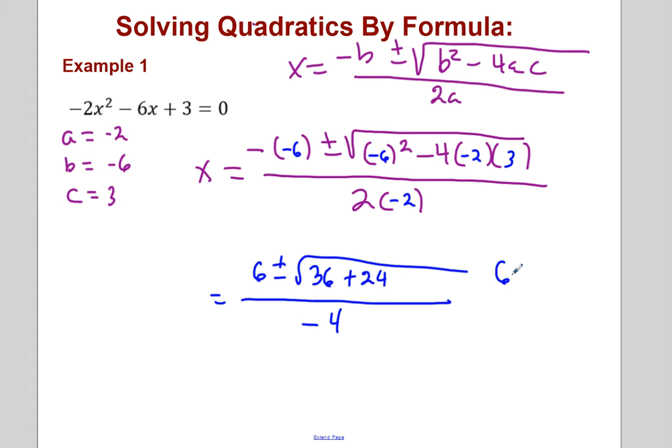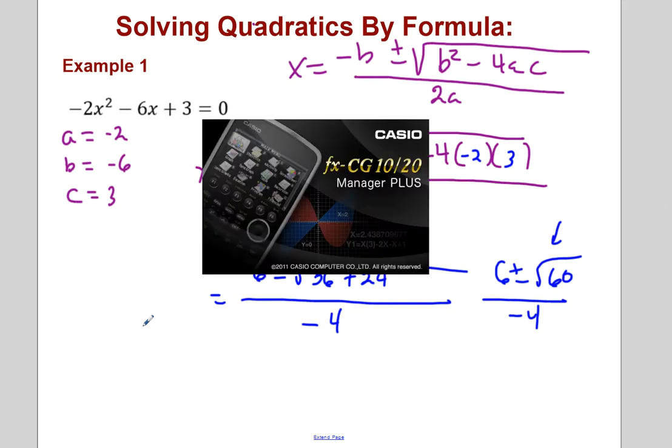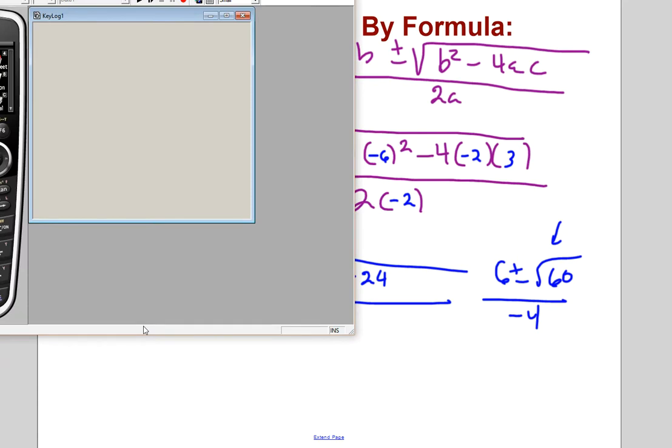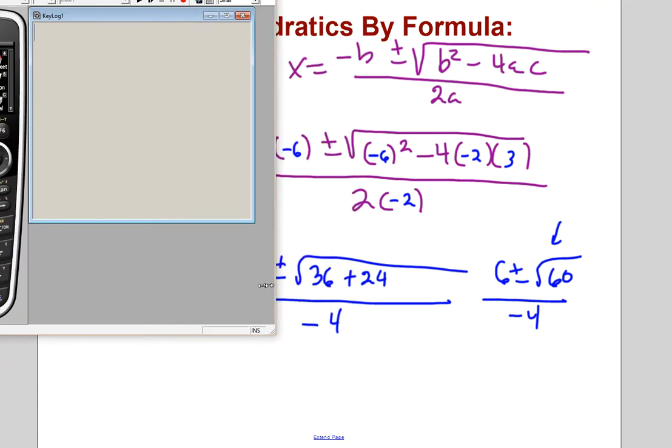So I have 6 plus or minus, that's 36, 40, 50, 60. The square root of 60 over -4. Now in this class we haven't taught you how to simplify radicals yet. I want to do that hopefully soon. But basically at this stage you're going to put this in your calculator. Now I actually didn't bring up a calculator here. Let me pull this up real fast. Now y'all don't get these handy dandy Casios. If I ever win the lottery, I'll buy the school these Casios.